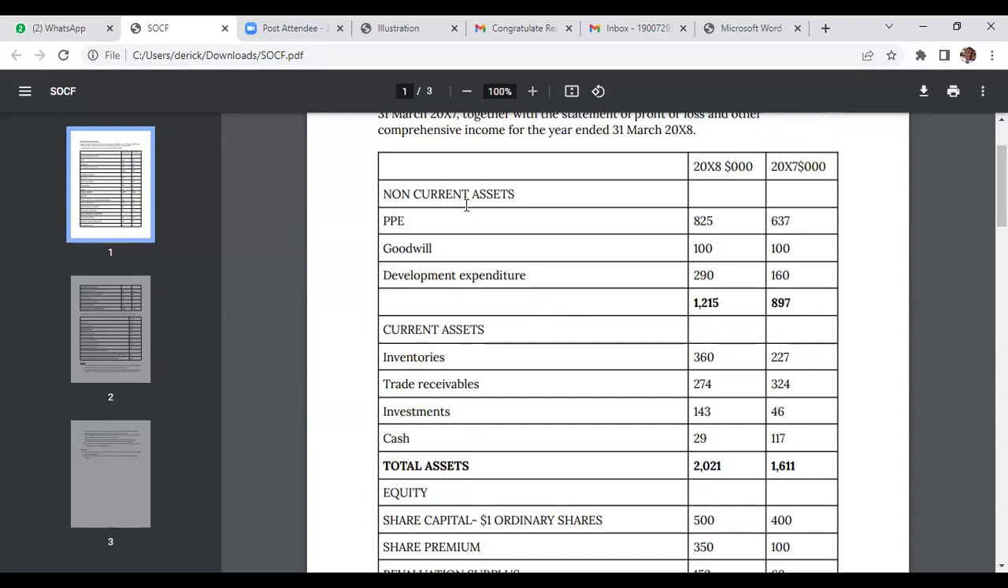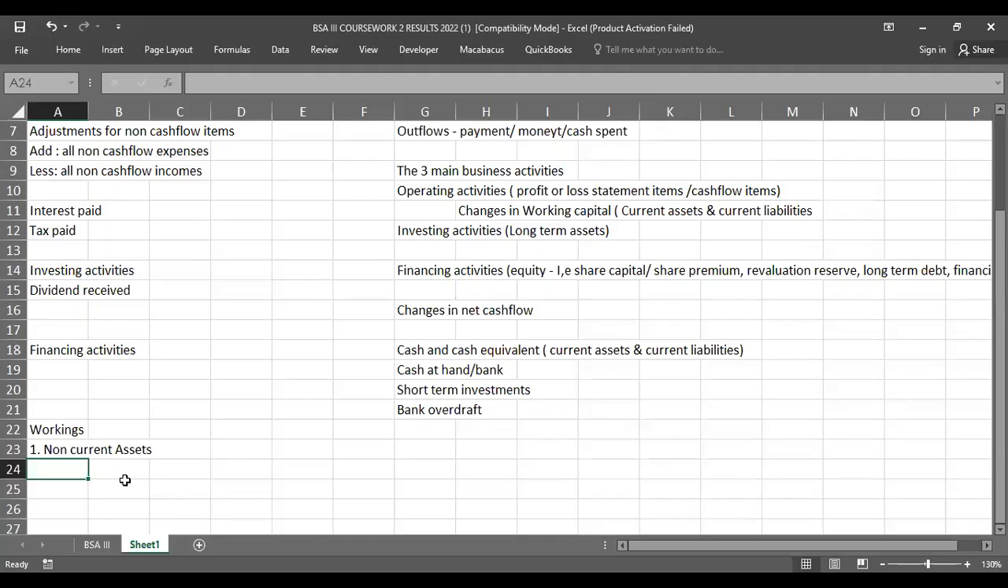So let's start with PPE. So PPE, as you can see, it is increasing. But that's not our problem. Our problem is that we began with this, things happened in the middle, and we expect at the end of it all to have 825. Okay, so when you go to your workings, you say, I want to start with PPE. Then start with the opening balance. You can say opening balance or balance brought down.